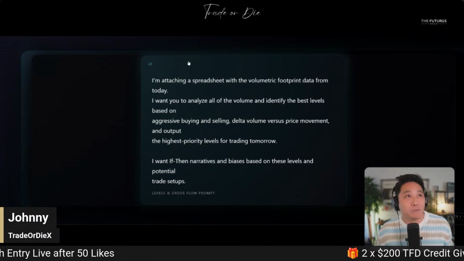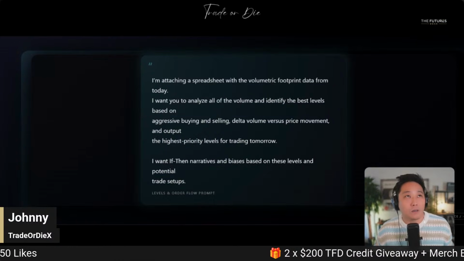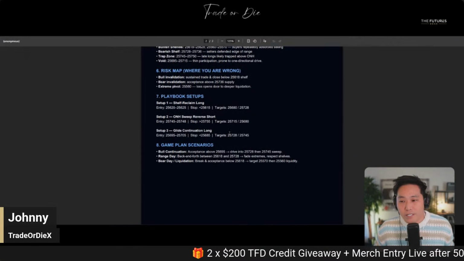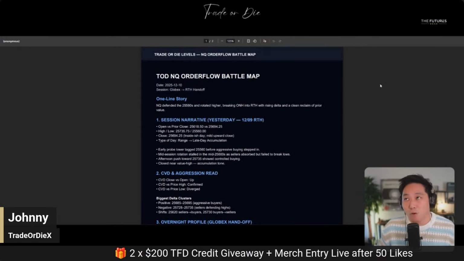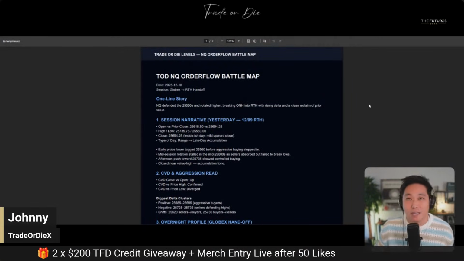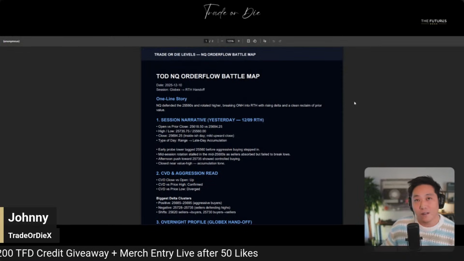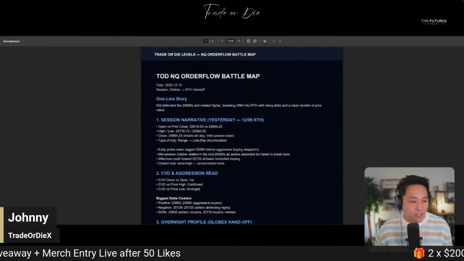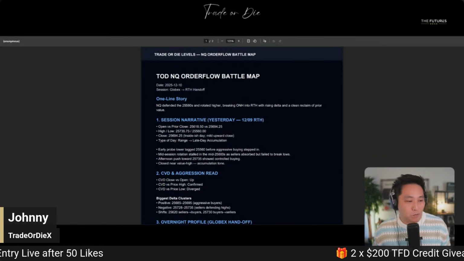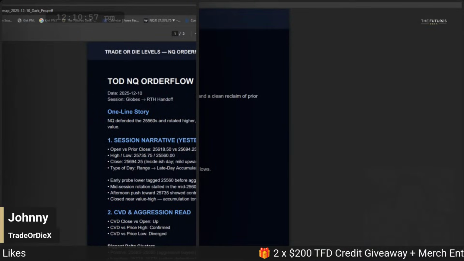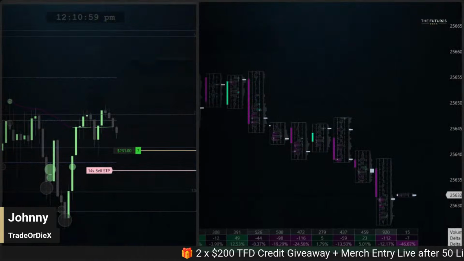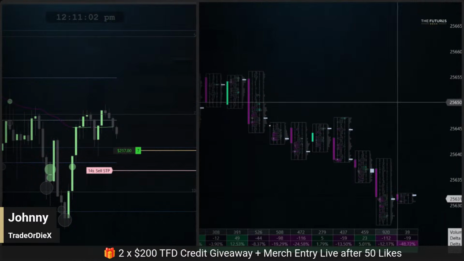And I actually have an example here. Let me show you real quick. So here, this sheet is spit out every morning, and essentially what I did was I feed it order flow levels. So everything that you see right here, let me put on this footprint chart, is being recorded automatically.